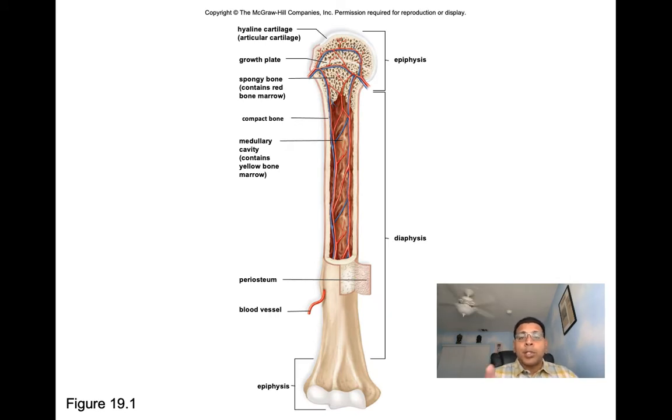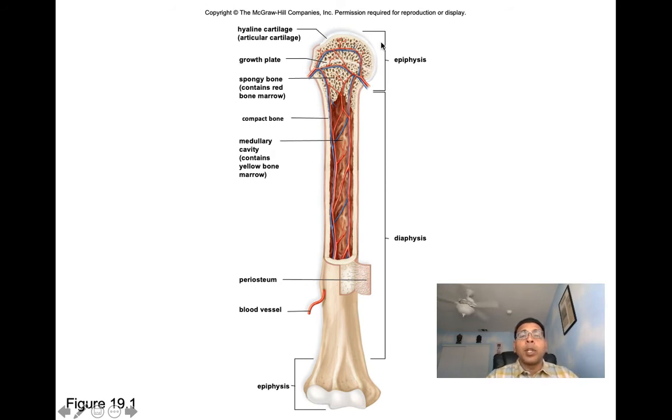So here you can appreciate the structure of a long bone. Here we've got one bone end, the epiphysis. Here we've got another bone end, the second epiphysis. And then between the two epiphyses, we said we have our diaphysis. So here's our diaphysis. So here's the epiphysis.